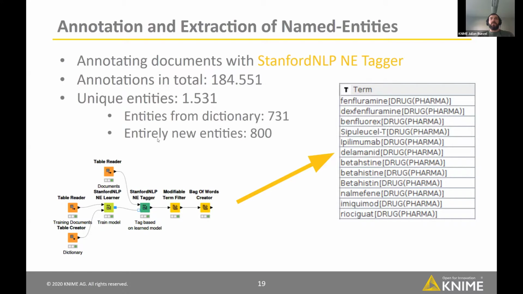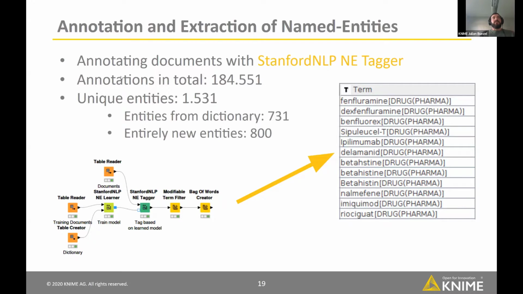In this step, we want to extract the named entities from our documents. So afterwards, we use a modifiable term filter, which erases all words that have not been tagged as drug names. Afterwards, we use our bag of words creator, which basically creates a set of drug names for each document, and each drug name only occurs one time in each bag of words for each document.